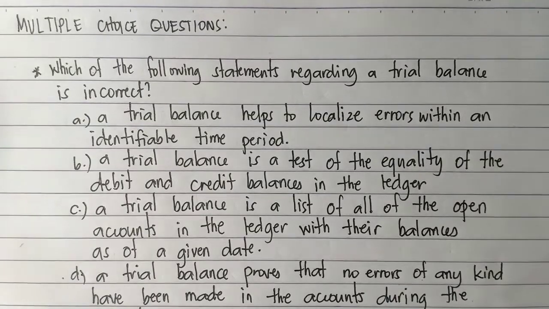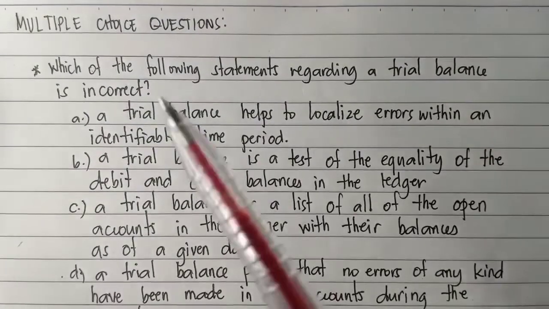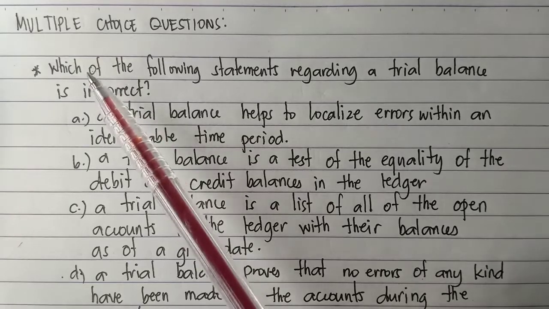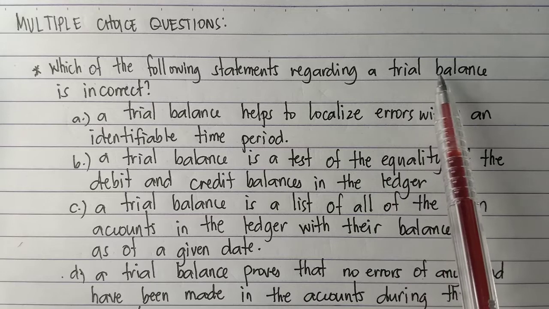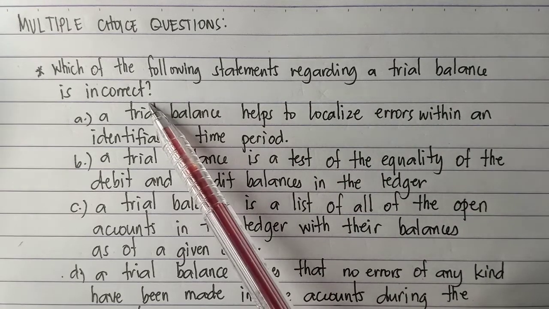Multiple choice questions for basic accounting. So the first question is, which of the following statements regarding a trial balance is incorrect?